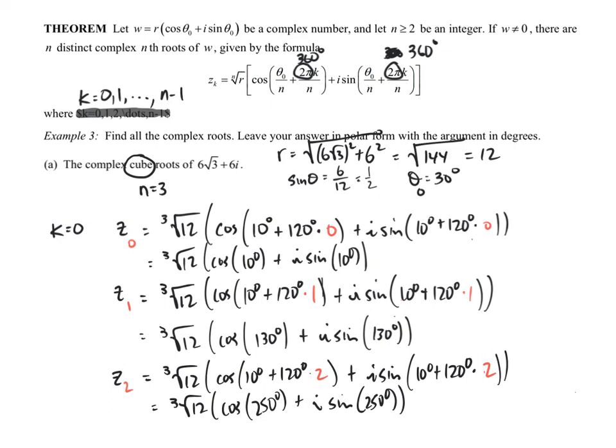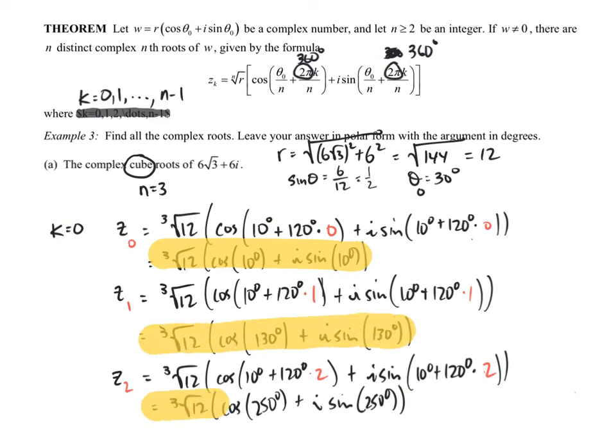So for our answers here, I'll try to highlight them so that you can see what we're talking about. The answers are going to be right here. z sub 0 is here, and that would be our first answer. z sub 1 is here, and that would be our second cube root. And then our third cube root is down here at the bottom.